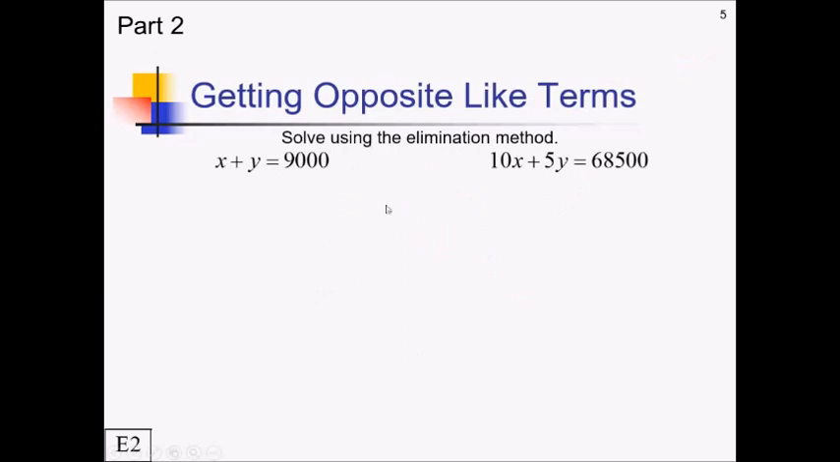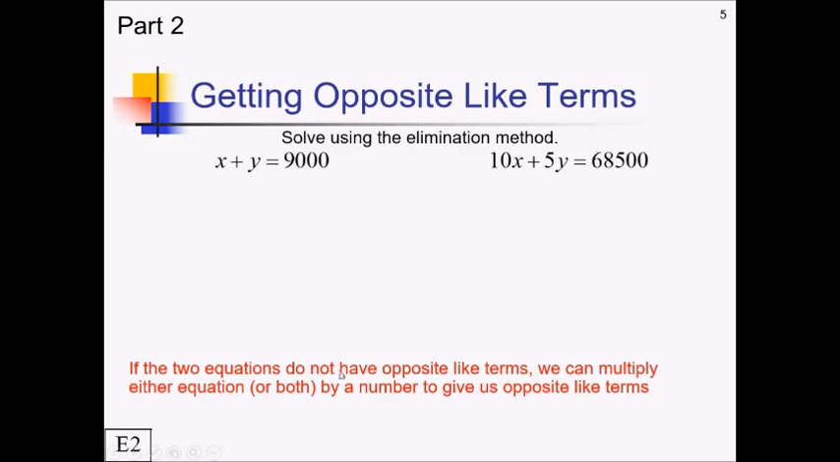For this next example, we have a different situation. You'll notice that if you try adding these two equations together, nothing good is going to happen. You're going to end up with 11x plus 6y equals 77,500, so nothing cancels. So for two equations where you do not have opposite-like terms that are going to cancel when you add them, you can multiply either equation or both by a number that gives you opposite-like terms. So there's a few things going on here. You're basically forcing one equation to have an opposite-like term with respect to the other one.